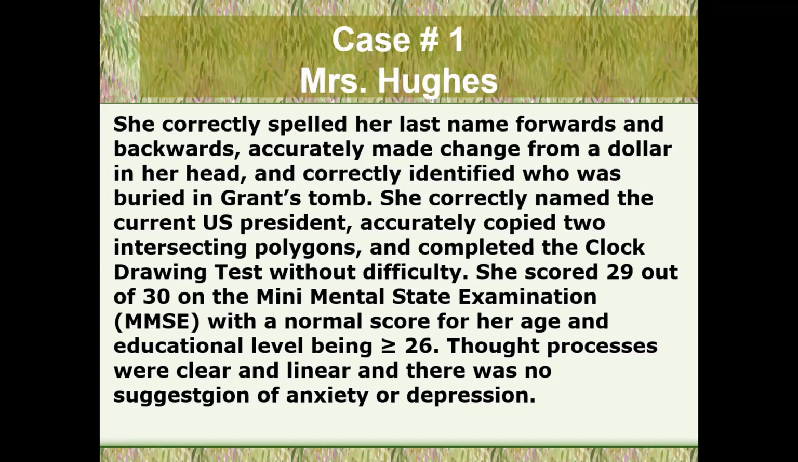So Mrs. Hughes did well. She correctly named the current US president. She accurately copied 2 intersecting polygons, and that's visual spatial. And she completed the clock drawing test without difficulty. So I think you're getting the picture that this is an 89-year-old physically and cognitively sharp lady. She scored 29 out of an optimal 30 on the mini mental status test, and a normal score for her age and educational level would be 26 or better. Her thought processes were clear and linear, and there was no suggestion of anxiety or depression.